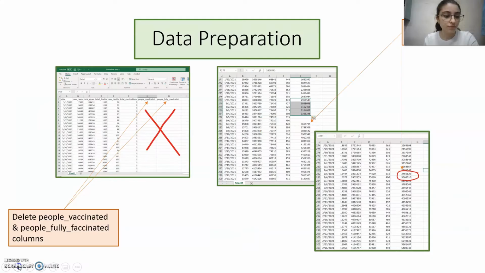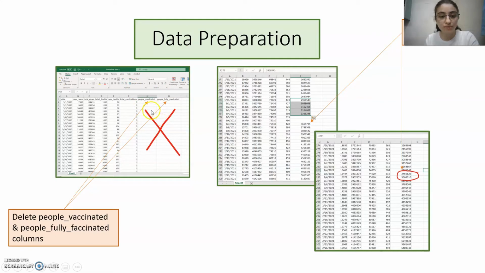So before performing the normalization and regression analysis, I had to do the data preparation. Firstly, I analyzed the dataset and found out that there are some missing values in the last 3 columns, which are total vaccinations, people vaccinated, and people fully vaccinated. So I decided to delete the last 2 columns.